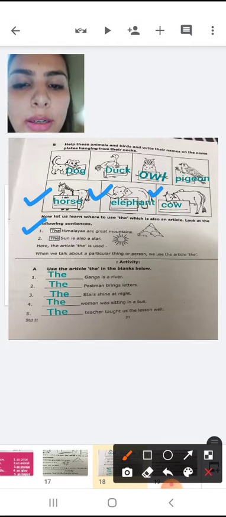Now let us learn where to use the. The is also an article. Look at the following sentence. Here is written about the article the. The Himalayas are great mountains and the sun is also a star. Here Himalayas and sun is a particular and a specific thing. So you have to mention the before them. Here the article the is used. When we talk about a particular thing or person, we use the article the here.